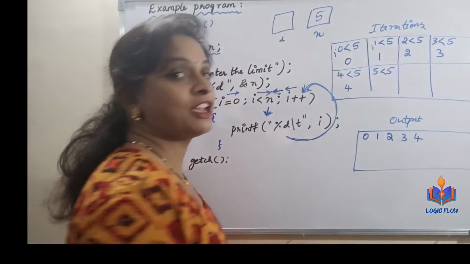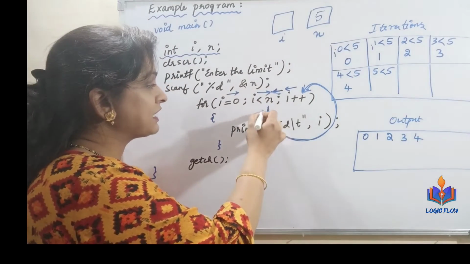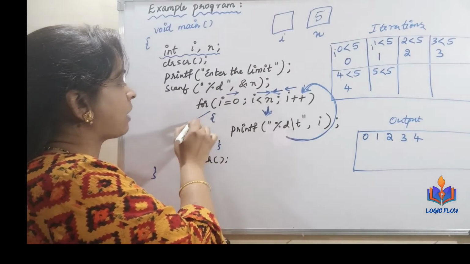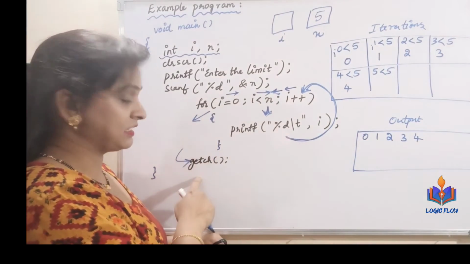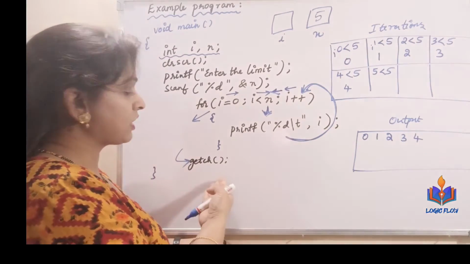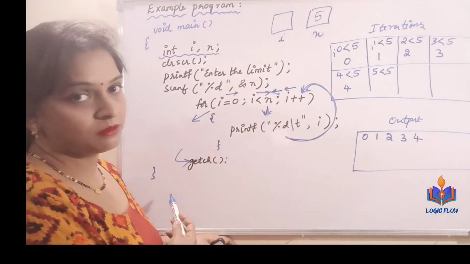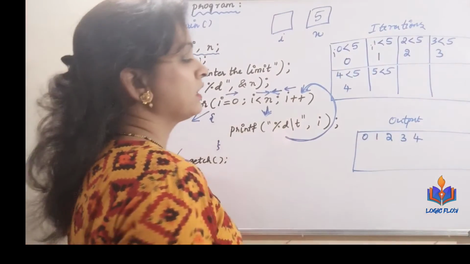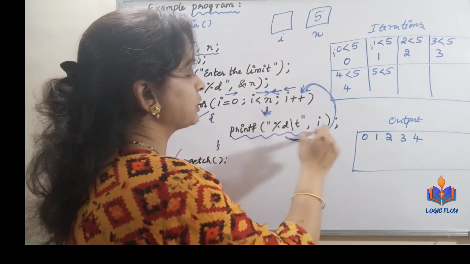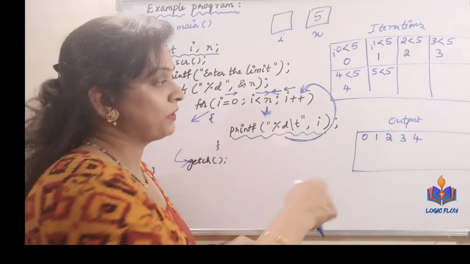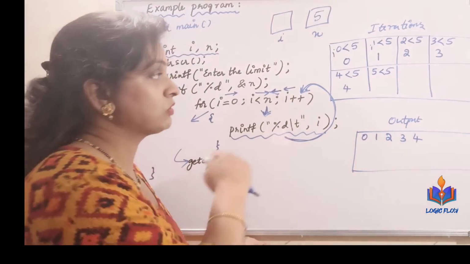5 less than 5? No, the condition evaluates as false. Then it should not get inside this block. It has to come out of the loop. Control goes to this statement that is outside this block. Statement X here is getch, then close the main program. So I've got the output 0, 1, 2, 3, 4, which means this statement executed repeatedly. How many times? 5 times I have executed this statement. So this is how the for loop works.